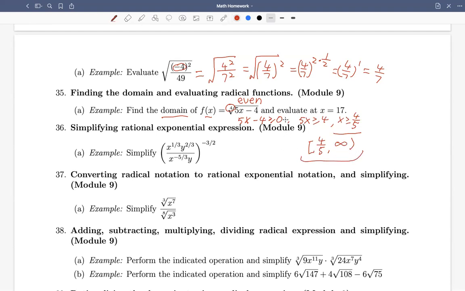Okay. Now we want to evaluate when x equals 17. So that means, let me write here. We want to evaluate f of 17, which means we just plug 17 in for x. So 5 times 17 minus 4.